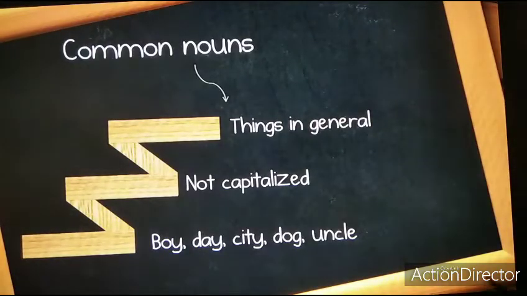Common nouns. They are used to refer to things in general. They are not capitalized unless they are at the beginning of a sentence. For example, boy, city, dog, and uncle.